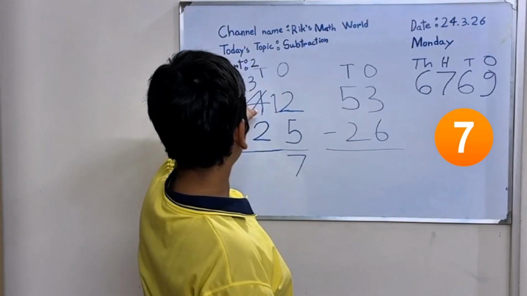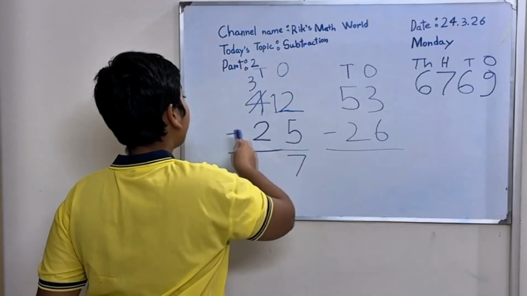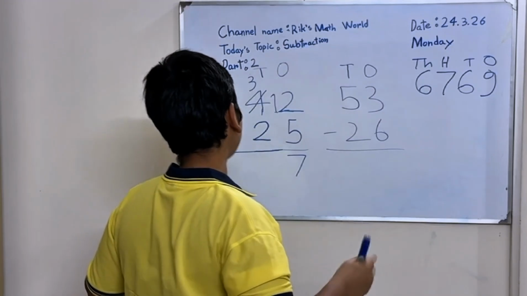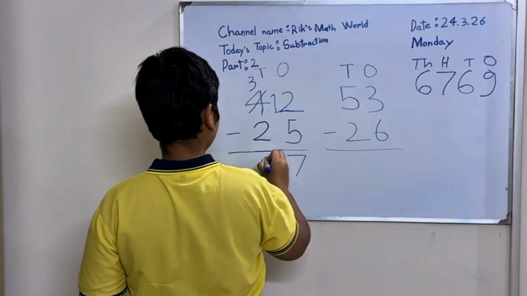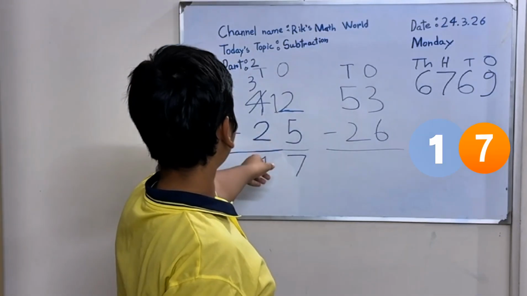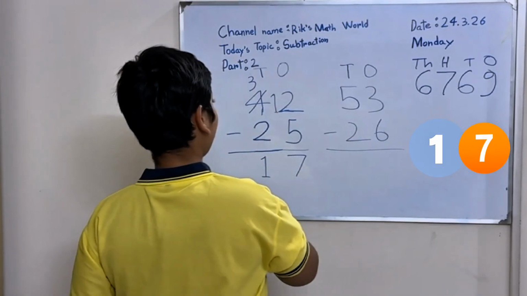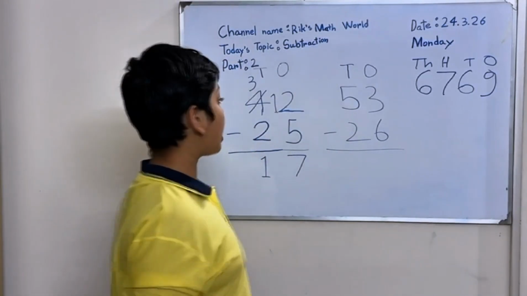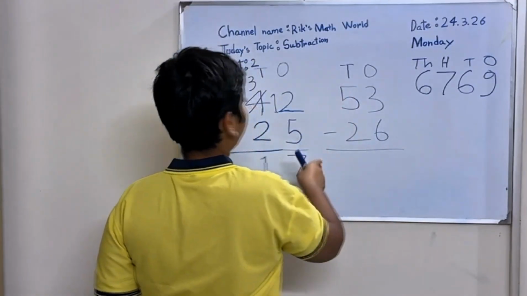So now see, we can do 3 minus 2. So what is 3 minus 2? It's 1. So we write here 1. So the answer we got for this math problem is 17. Now we will go ahead to the next math problem.